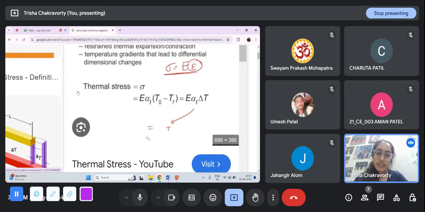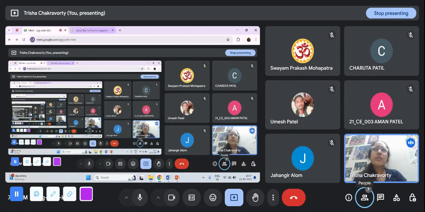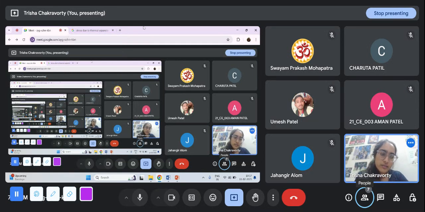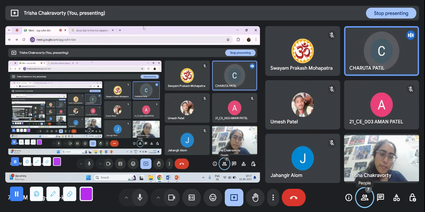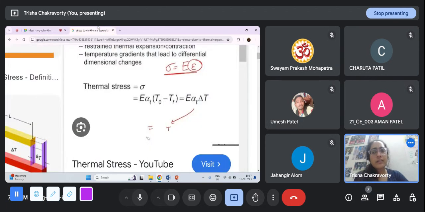Can you see my screen? Yes, ma'am. So this is the formula of thermal stress. General thermal stress is Young's modulus into coefficient of thermal expansion into the difference in temperature. So that is the stress developed in a particular member. So what kind of structure is given? It's a truss structure. Yes, ma'am, it's a cantilever truss. Okay. So what I think is that there will be one second.